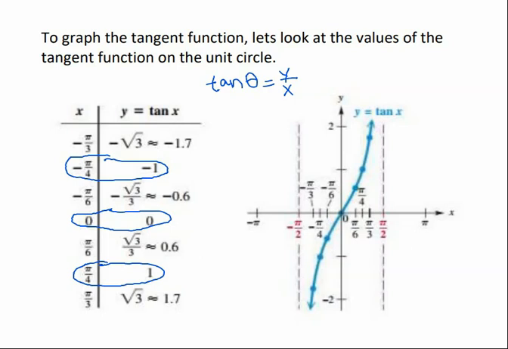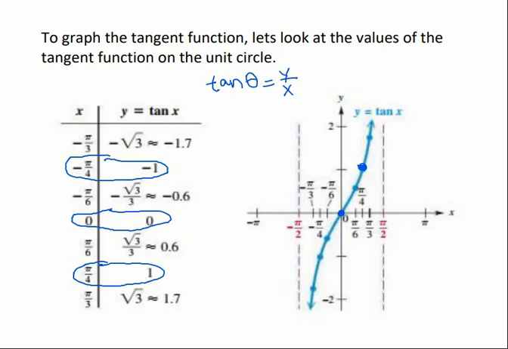And then at pi over 4, sine is the square root of 2 over 2. Cosine is also the square root of 2 over 2. So square root of 2 over 2 over the square root of 2 over 2 is 1. And that is the mark where pi over 4 would be on our tangent graph. So we have 0, and we have positive pi over 4.